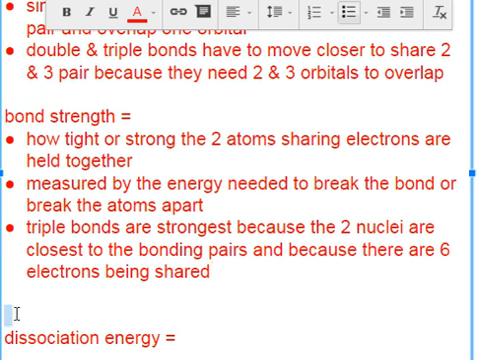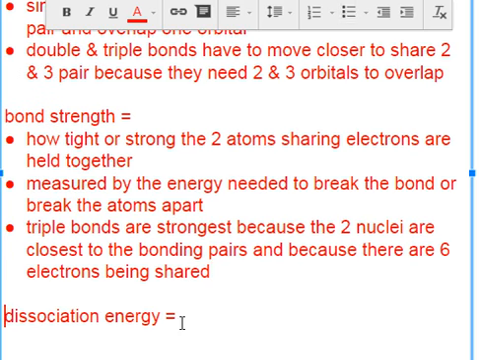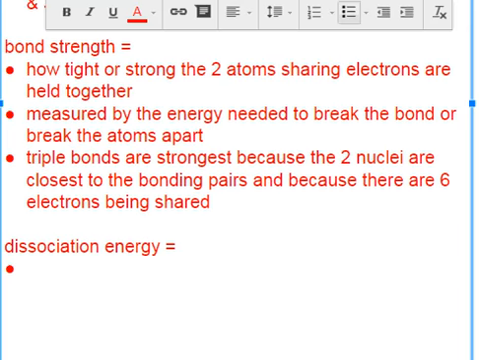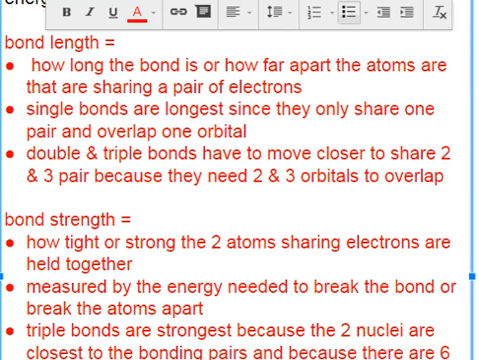So then dissociation energy is just the fancy name. It represents bond strength. Is everybody good with bond length? Do I need to scroll back up there a minute for you?